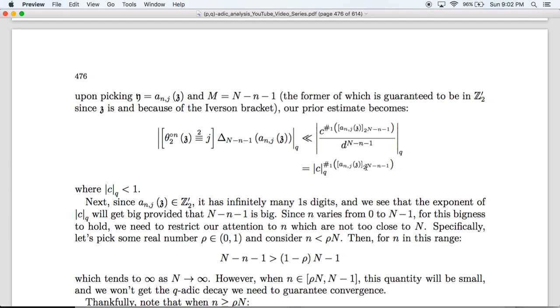Consequently, as this exponent right there gets bigger, this whole exponent is going to get bigger, and because the q-adic absolute value of c is less than 1, this is going to decay to 0. So what we're going to do to analyze this is break this up by using a real number rho between 0 and 1. Like, for example, let's set rho to be 1/2.